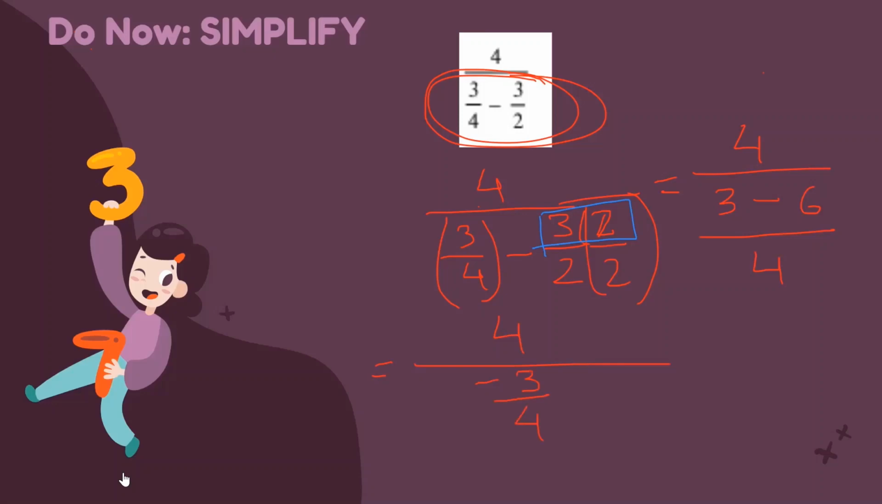And now what you can do is the keep change flip thing, where I'm going to keep the 4, change the division sign into a multiplication sign, and flip the fraction. Remember, I still need to have the negative sign in there. So I'm going to put the reciprocal of the fraction in there, which is 4 over 3, right?